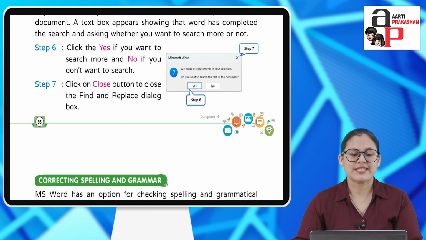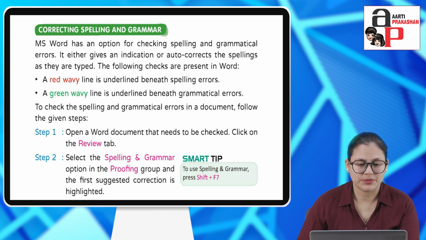Next is correcting spelling and grammar. MS Word has an option for checking spelling and grammatical errors. It either gives an indication or auto-corrects the spellings as they are typed. The following checks are present in Word. A red wavy line is underlined beneath spelling errors. A green wavy line is underlined beneath grammatical errors. So to check the spelling and grammatical errors in a document, follow the given steps.